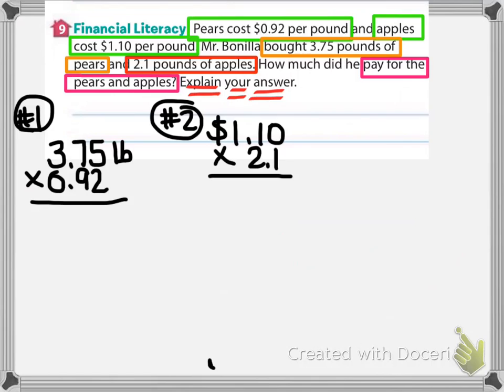Okay, so you can see step number 1 has been set up. You're multiplying and you would need to go through your steps and then put your decimal in the final place. Step number 2, you're setting up for the apples. You need to multiply through and get your final step. So pause here and multiply, come back and check.